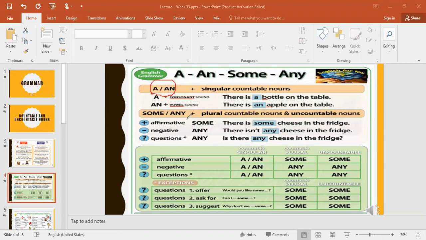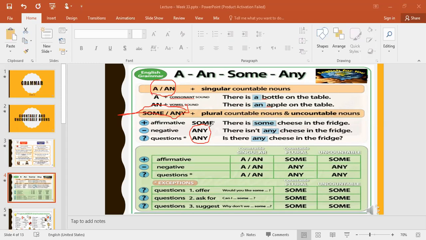Some and any. Look now at the difference. Some and any are used with plural countable and uncountable nouns. I can use them with both. Okay? In the affirmative, I can say there is some cheese in the fridge. In the negative and in the question, what do I use? Any. There isn't any cheese in the fridge. Is there any cheese in the fridge? The answer would be yes, there is some cheese in the fridge.